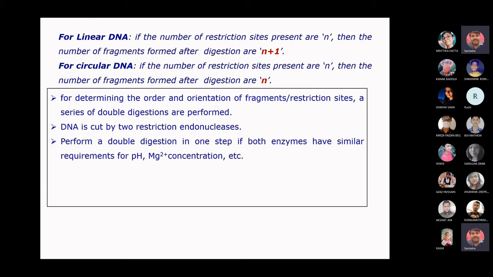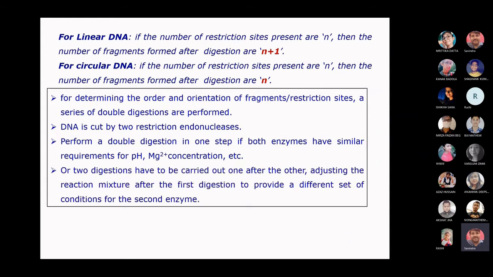Suppose X and Y are the 2 enzymes. Both have the same pH, same magnesium ion concentration and other requirements. But in case of Z, it requires a different pH and a different magnesium concentration. So if both the enzymes require the same conditions, we can use both enzymes at the same time. Otherwise, we have to digest it one after another. First, we will digest the DNA by X enzyme and then by Z enzyme. Okay, this I have already discussed with you.